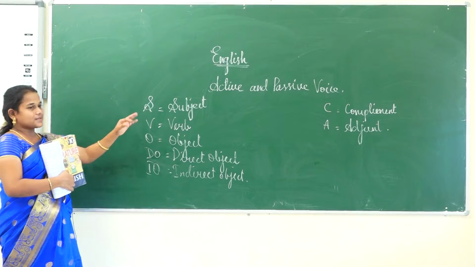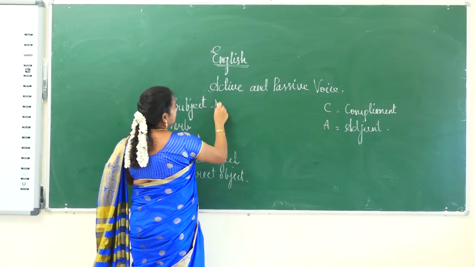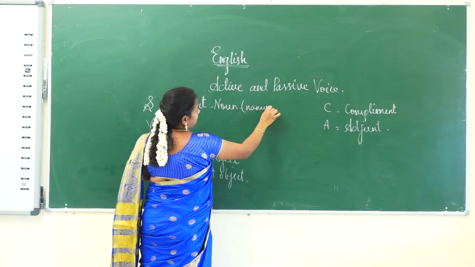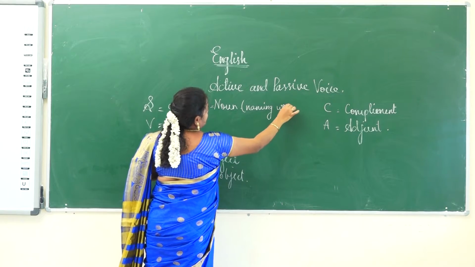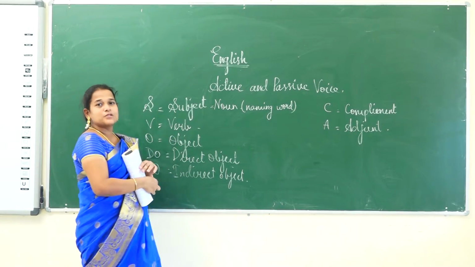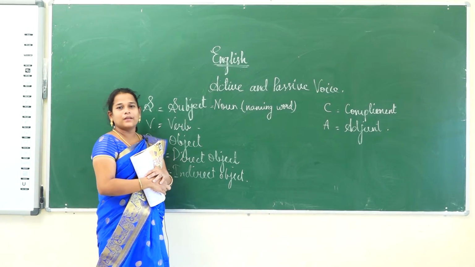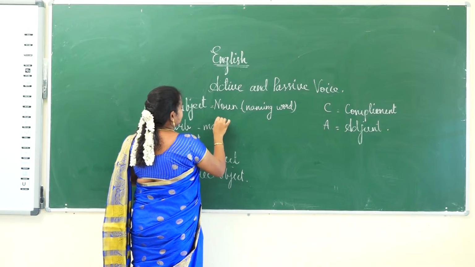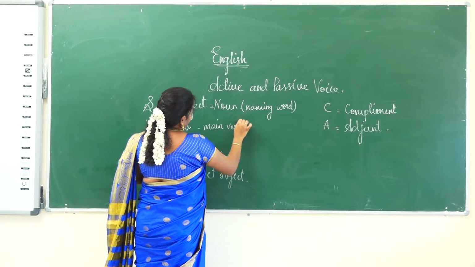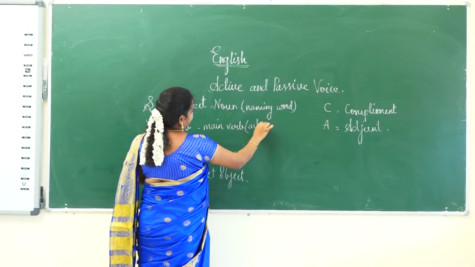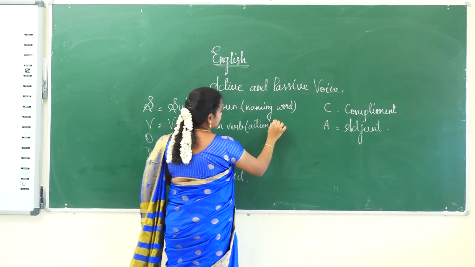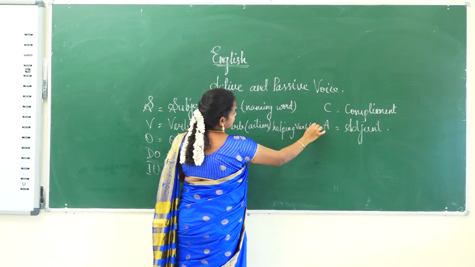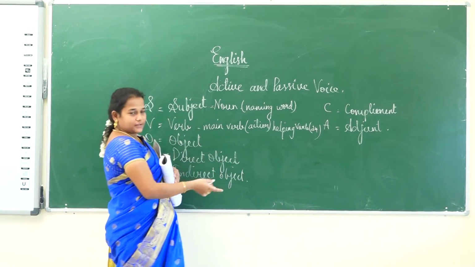This S is a subject, it denotes the noun, it is a naming word. Then verb is of two types: one is main verb, another one is auxiliary verbs. Main verbs denote all the action, and helping verbs are otherwise called auxiliary verbs. They are 24 in number, which I will explain after this explanation.